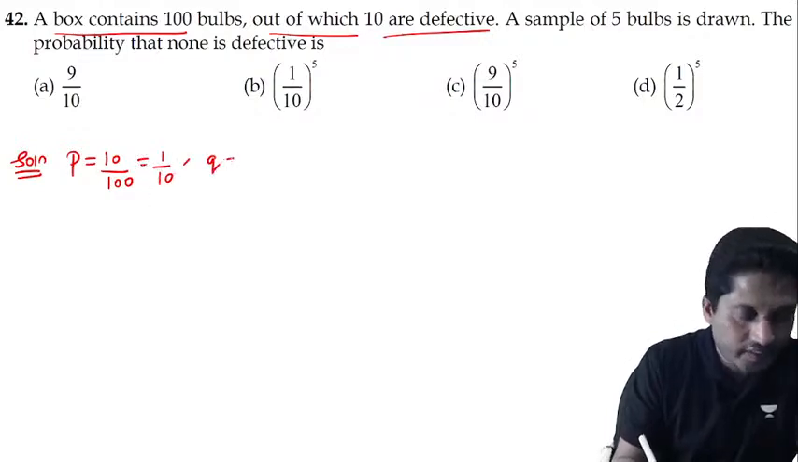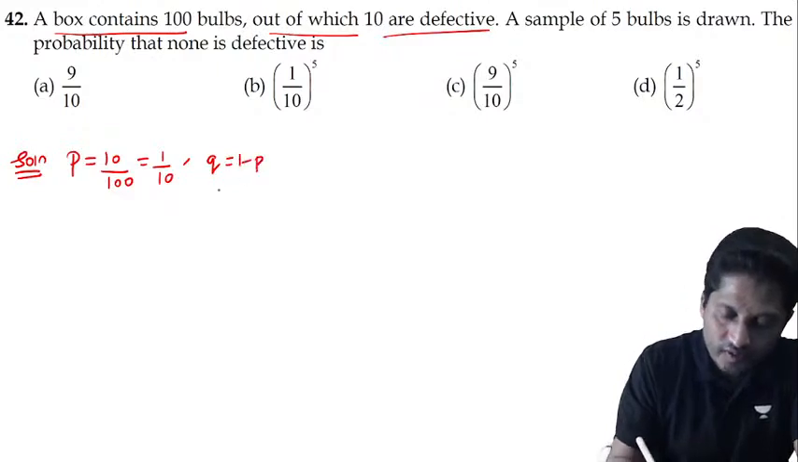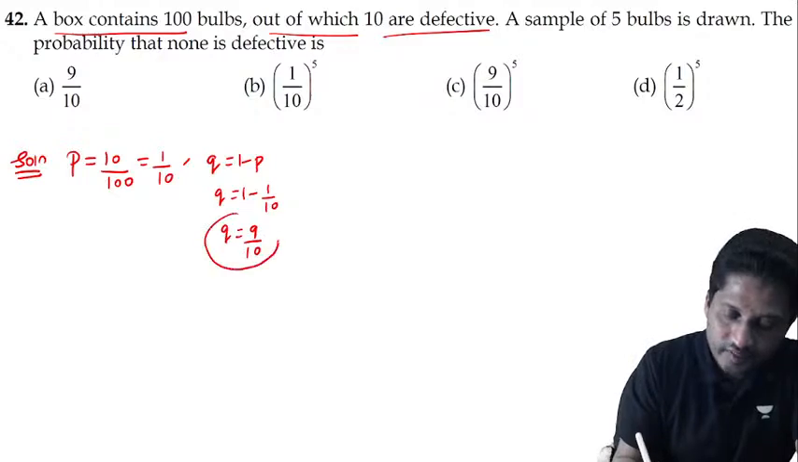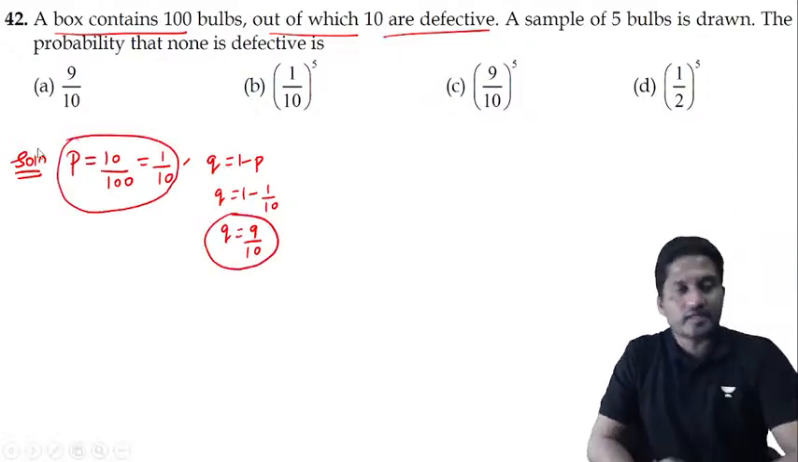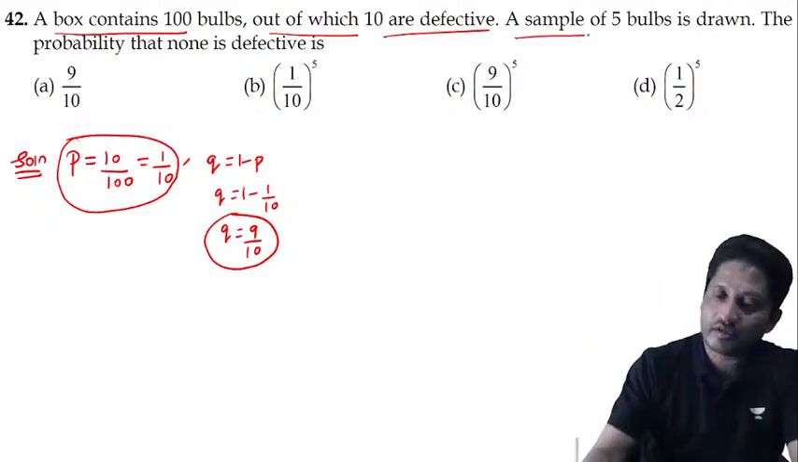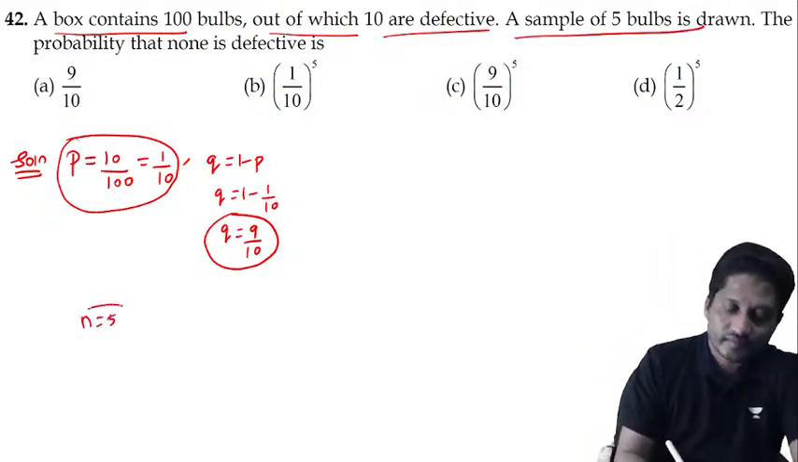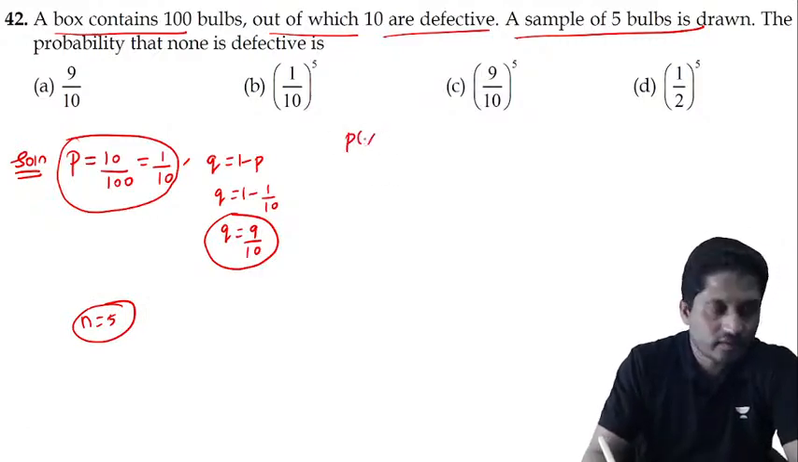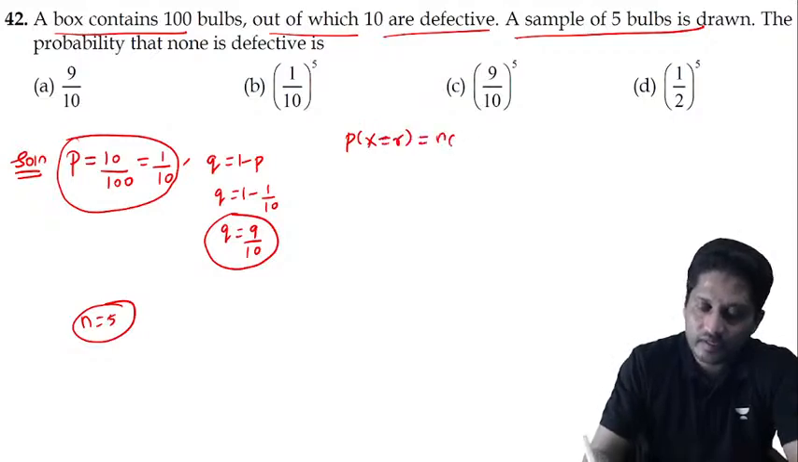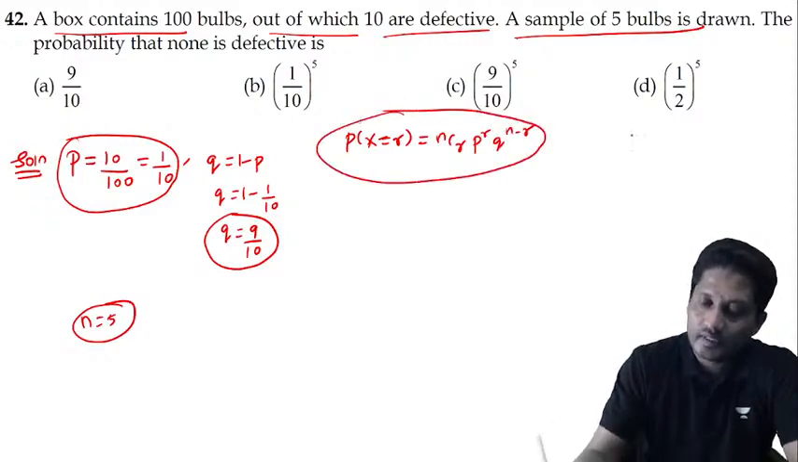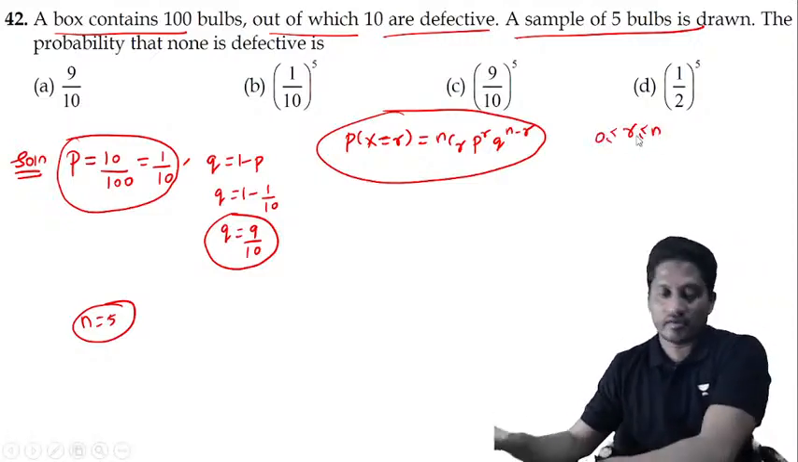And Q is equal to 1 minus P, which is equal to 1 minus 1 by 10, which is equal to 9 by 10. So I know the success, I know the failure. A sample of 5 bulbs is drawn, so n is equal to 5. If I use Bernoulli's theorem, probability of x equal to r is equal to nCr P power r and q to the power of n minus r. r lies between 0 and n.